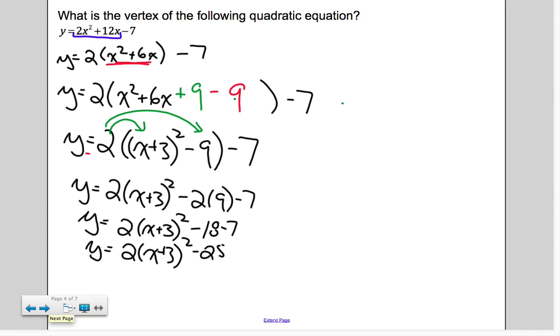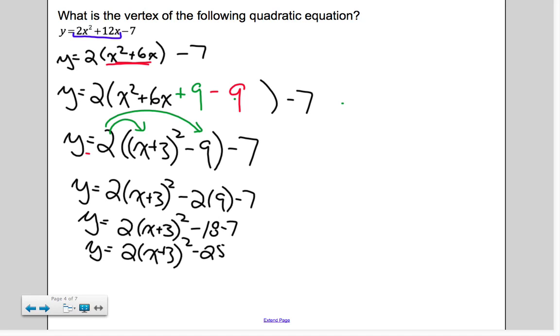Now can I tell what my vertex is? Why didn't you multiply the 2 by the x and the 3? Because that's the a value. I just multiplied the 2 by this thing here, and the x plus 3 quantity squared didn't change. I'm taking the 2 and multiplying it by the negative 9, which is how I got negative 18 here.